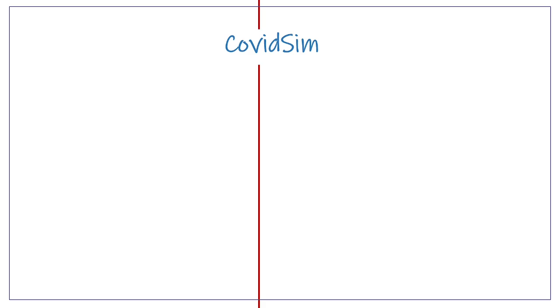CovidSim is a model of two parts. The first part looks at how people interacting can lead to infection events within a general population. The second part considers the intra-host progression of the disease, which is a long way of saying we want to look at how ill a person is and how long it's going to take them to get better.